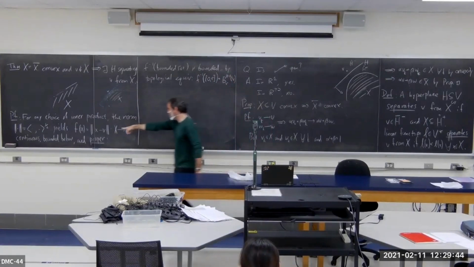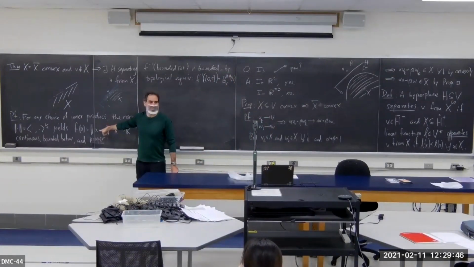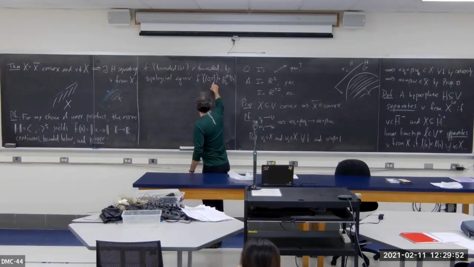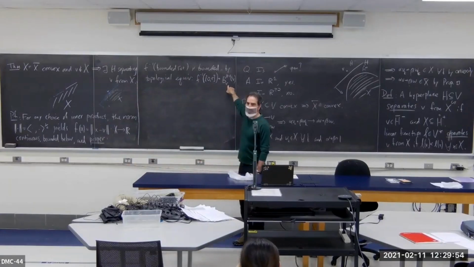Just look at what F is. F is basically distance to V. That's what you should think of it as. This norm, distance to V. So the inverse image of this bounded interval is this thing, which we know is bounded by topological equivalence. That's the point.